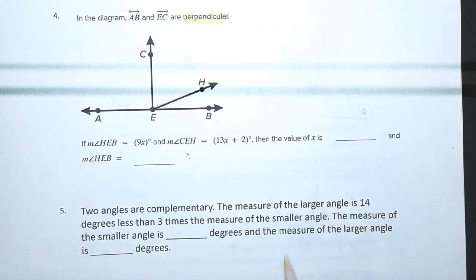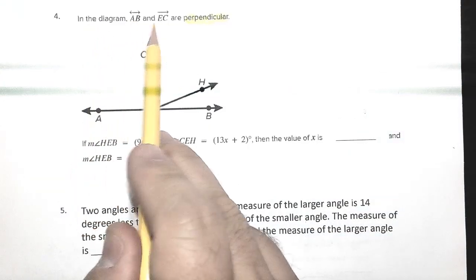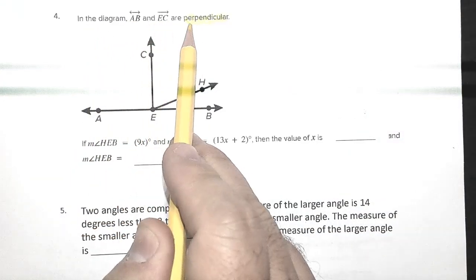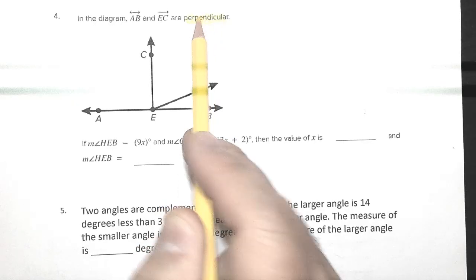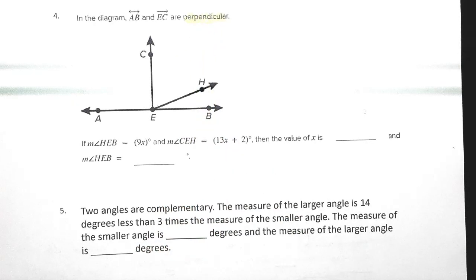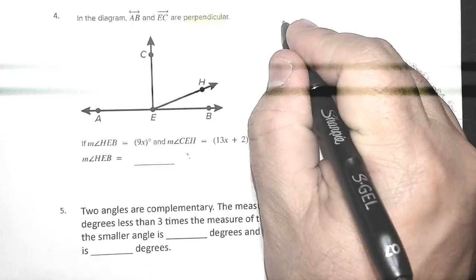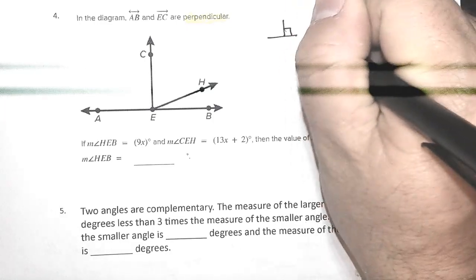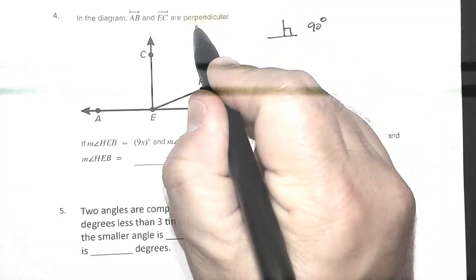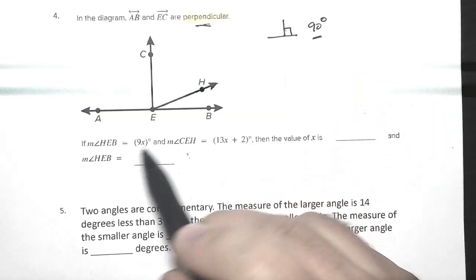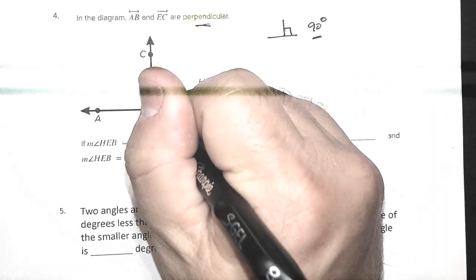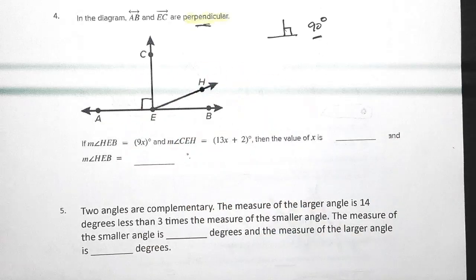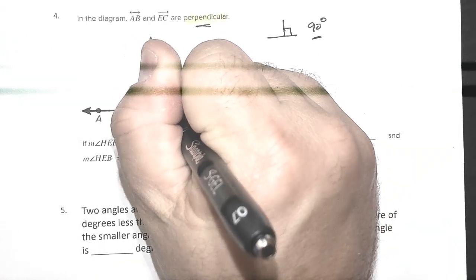Been a long week. So number 4 says that in the diagram, AB and EC are perpendicular. All right, so what do you guys remember about perpendicular? I hope you remember that perpendicular lines are usually shown like this, and that you know what this box means. That box means it's a 90-degree angle. So perpendicular means 90. So down here, we have a box over here, but the other side has a box.